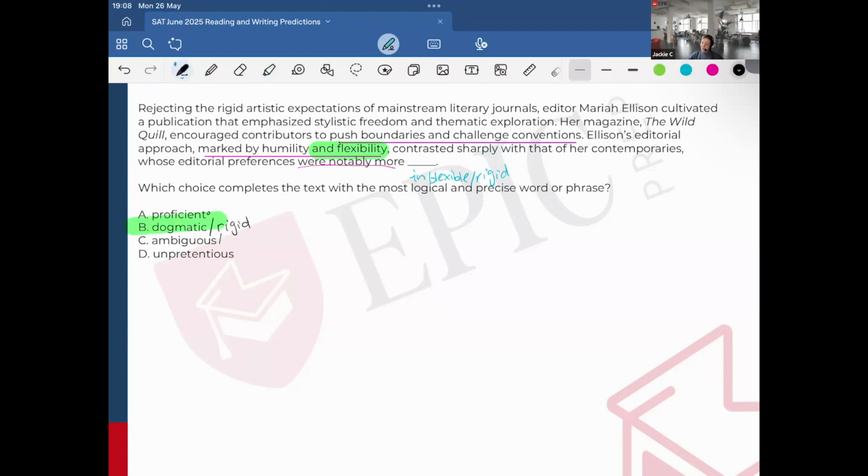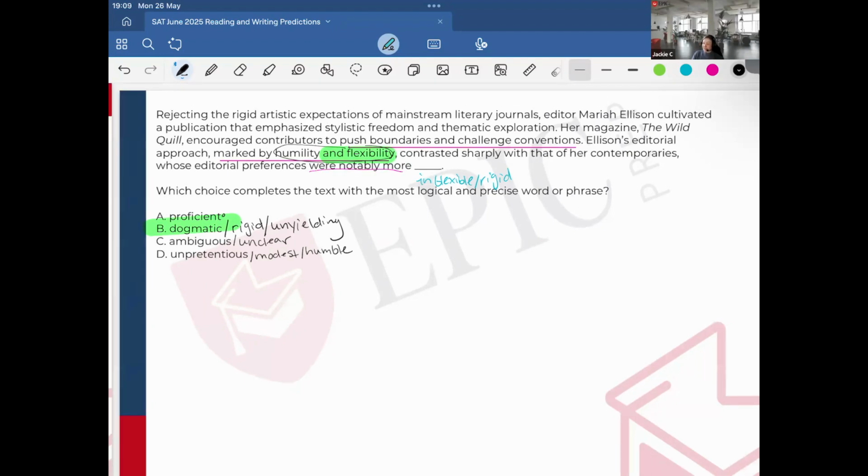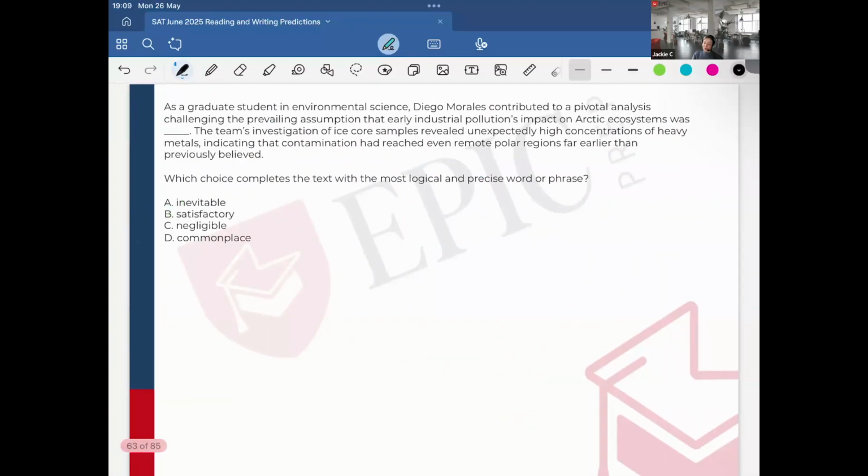However, if something is ambiguous, it's something that's unclear. And unpretentious would be somebody or an article that is modest or humble. So that would be the opposite of what we want. We want dogmatic; rigid or unyielding would be another good SAT synonym for dogmatic. So know dogmatic. It seems to come up a lot, and it is the total opposite of humility and flexibility, which is exactly what we were looking for. Okay, next up.